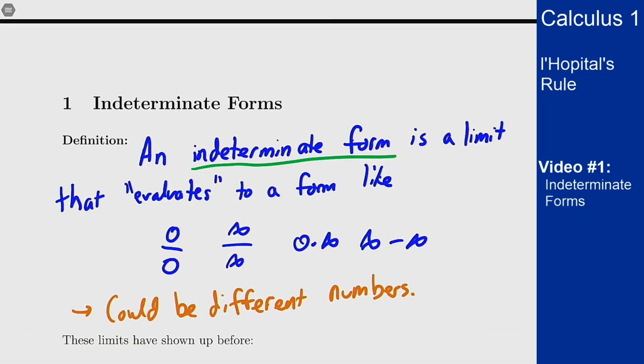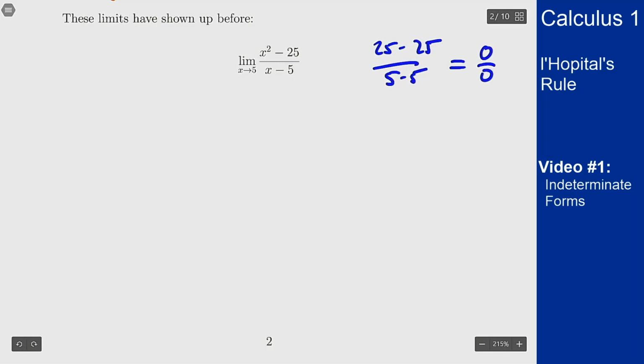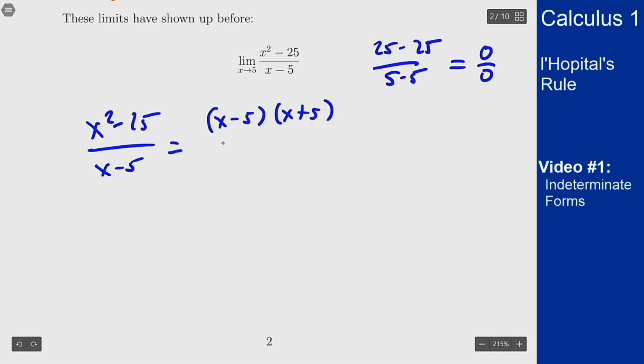Limits like this have shown up before, and it's something like this. If I were to plug in 5, which I can't really do, but if I plug in 5, I will get 25 minus 25 over 5 minus 5, which is 0 over 0. This is one of those indeterminate forms. We do have techniques that work for some of these problems, though, this one in particular. What do we have here? Well, x squared minus 25 over x minus 5, I can factor the top, x minus 5, x plus 5 over x minus 5. And then as long as x is not 5, then these two cancel. This is the same thing as x plus 5.